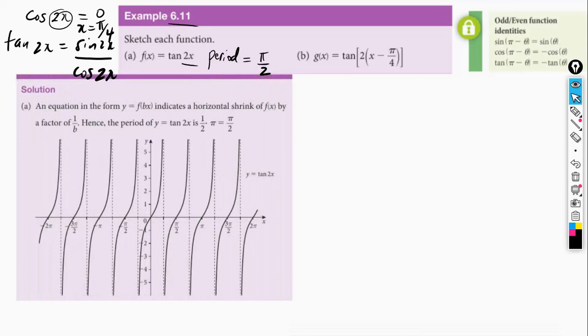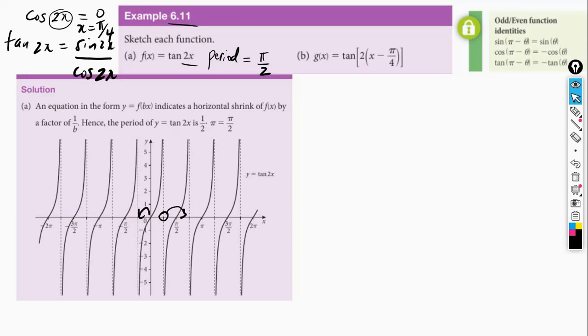So notice that the first asymptote after 0 is pi fourths. You see that? And then every pi halves, you have a repetition of the asymptotes because the new period is pi halves. And this happens in both directions. It happens in the negative direction and in the positive direction as well.